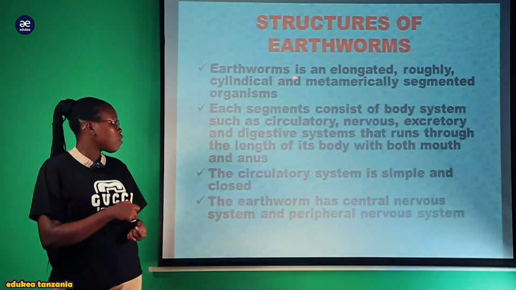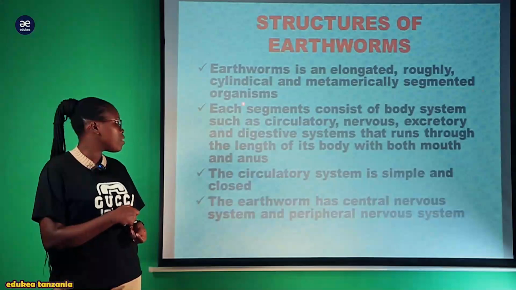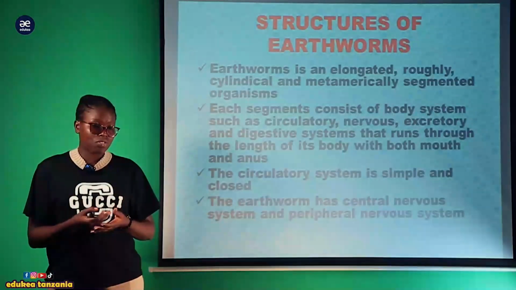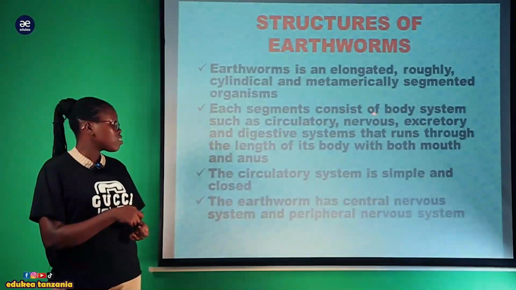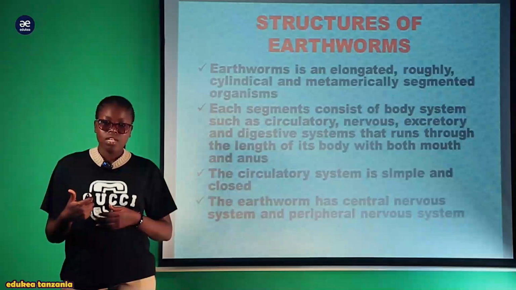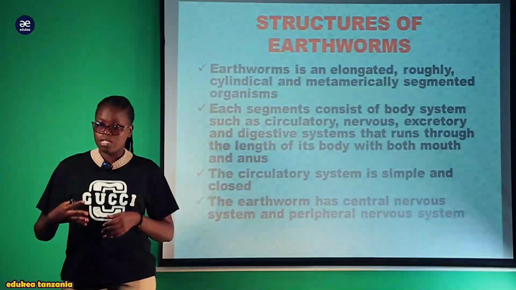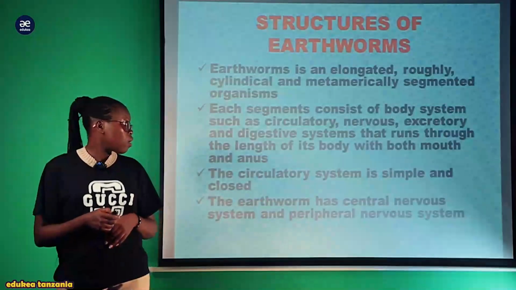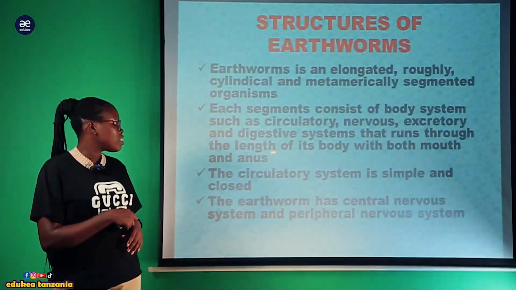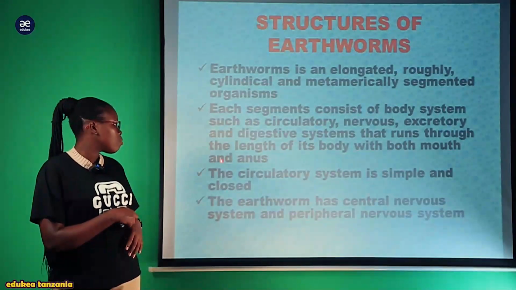So the earthworm is an elongated, roughly cylindrical and metamerically segmented organism, meaning that it is made up of segments, with a hydrostatic skeleton. Each segment consists of body systems, so each segment is a complete organism. So even if you cut a segment of an earthworm, it will continue to live because each segment contains these systems. There is a circulatory system, a nervous system, an excretory and a digestive system that run through the length of its body, with both mouth and anus.